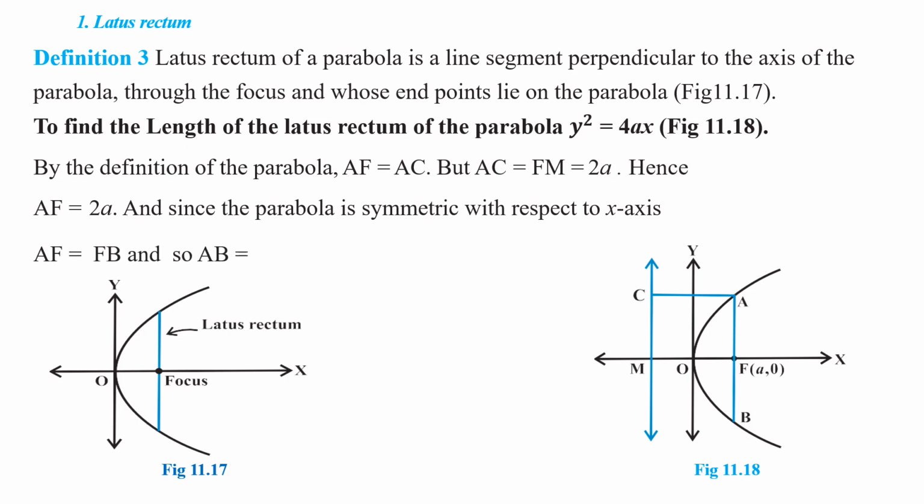So AF is equal to FB. So AB, the length of the latus rectum, is equal to 4a. AF length is 2a, and AF is equal to FB, so the length of the latus rectum is equal to 4a. Understood this point, my children? Right.